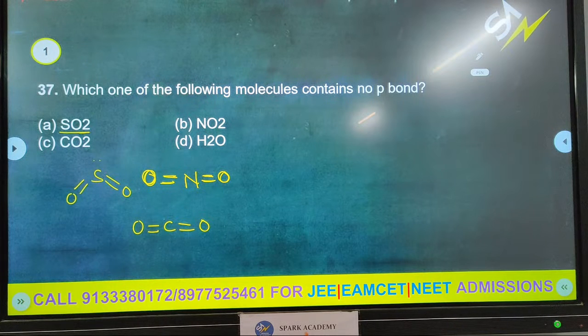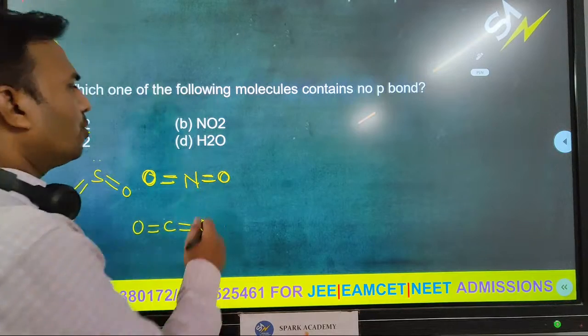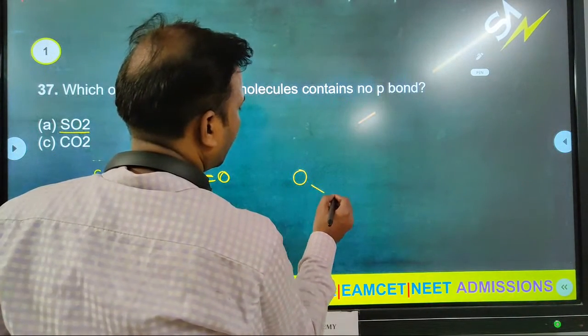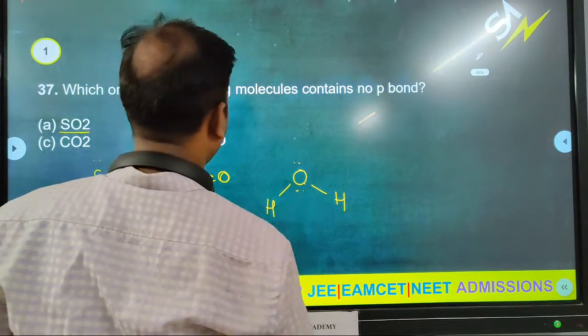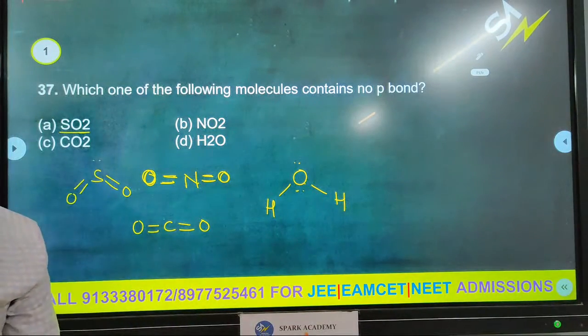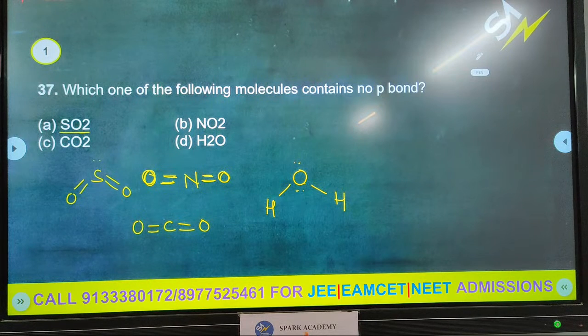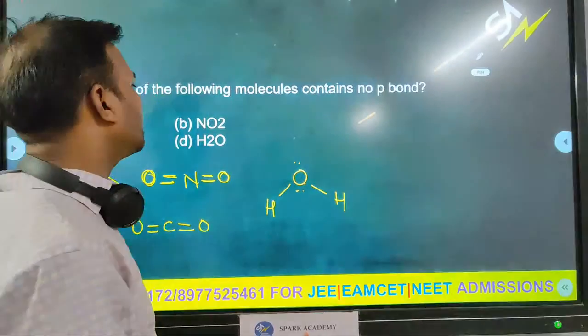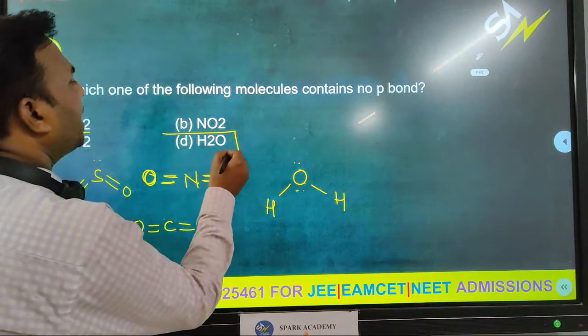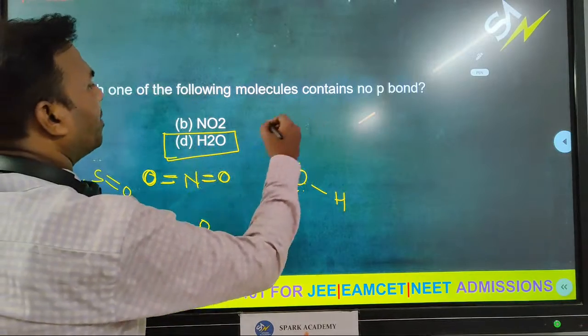So what is the question? Which one of the following molecules contains no pi bond? Now we check H2O, oxygen is the central atom, with hydrogen. Oxygen has 2 lone pairs in the H2O structure but no pi bond. Here it has only a sigma bond. So answer is D, because D does not contain a pi bond.